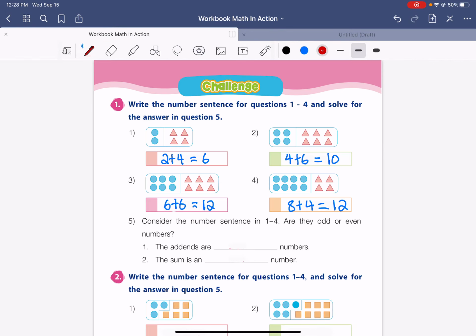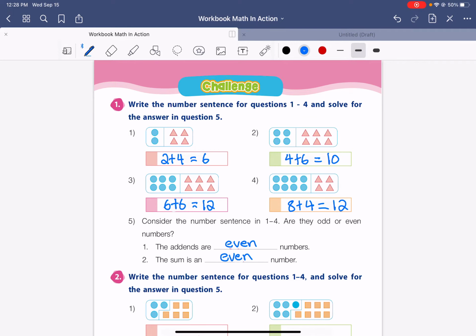So we're going to take a look. Are they odd or even numbers? So the add-ins, whatever we're adding, these are definitely all even numbers. And the sum is even as well. So we're going to write the add-ins are even numbers. The sum is an even number as well.